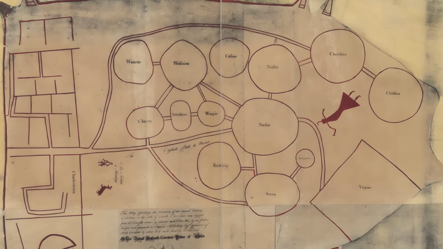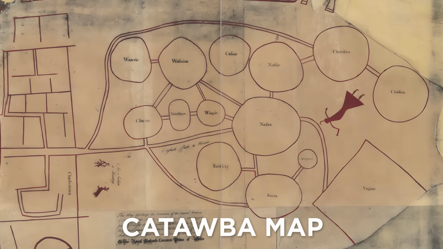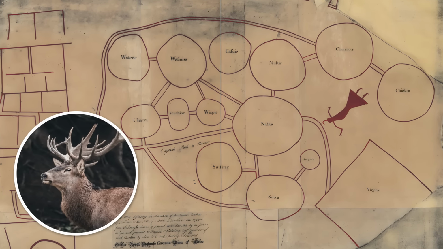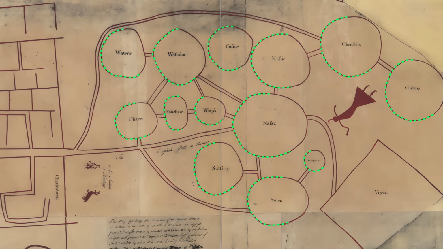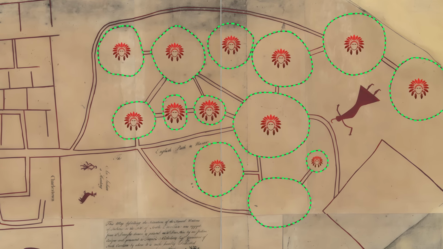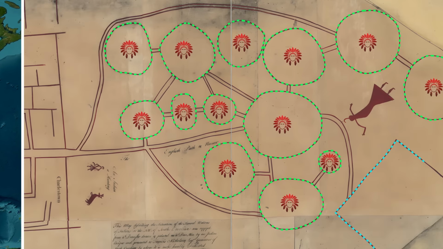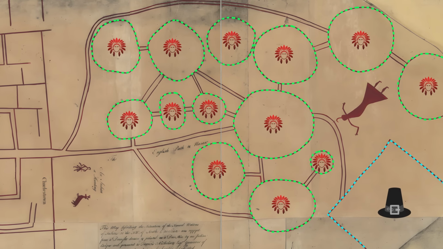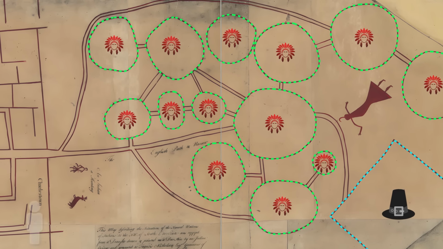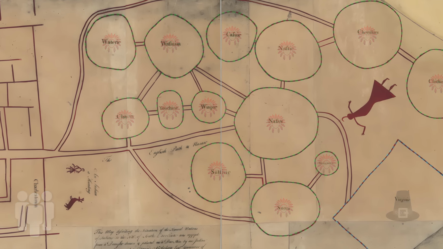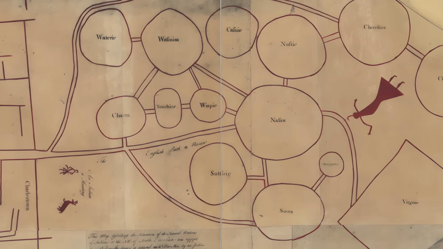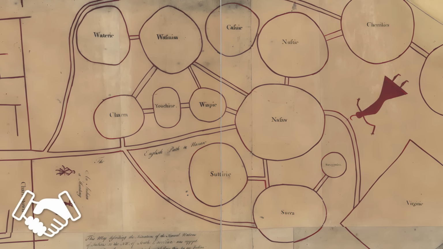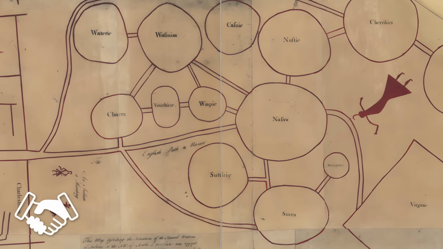Check out the Native American Catawba map, which is drawn on deerskin. This map doesn't seek to represent geography at all. Instead, each circle represents a different indigenous group in the South Carolina region. Squares, meanwhile, represent Europeans, and the size of each shape the population of the areas. In that way, it's almost like a modern subway map. Instead of geography, the Catawba map is a map of diplomacy, mapping out relationships over space.